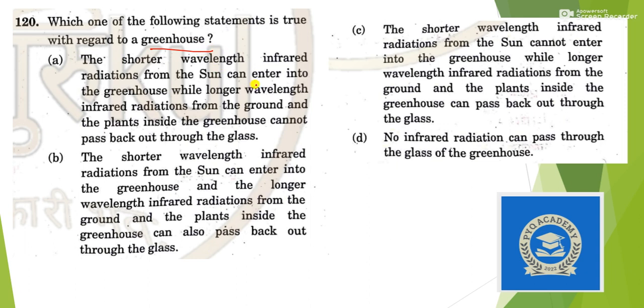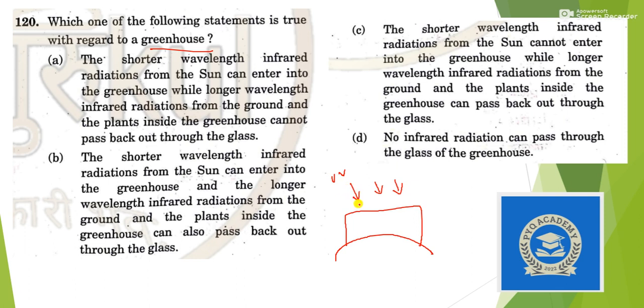Next, which one of the following statements is true with regard to greenhouse? Okay, although I didn't take any reference, you can get it easily in science, and also in your geography book. Let me explain. Suppose this is earth and this is a greenhouse. What happens when the sun rays come? These sun rays have high frequency, that is UV, and small wavelength.